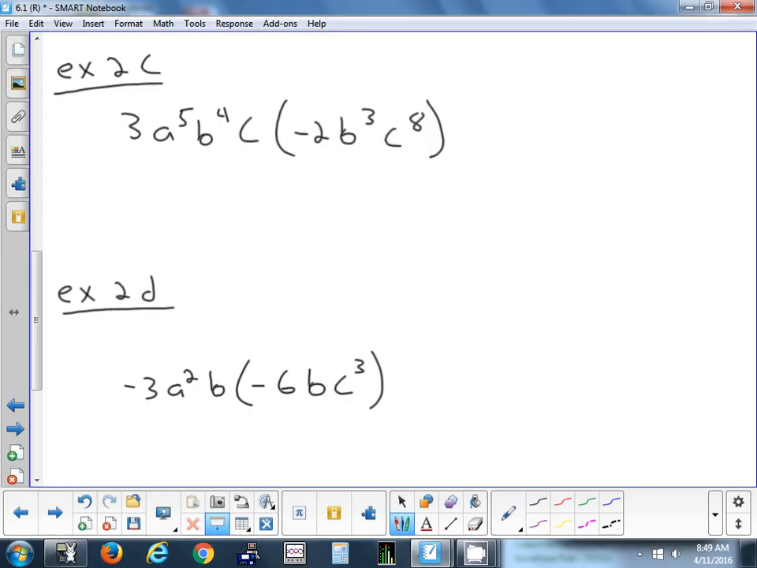So what I do when I do these is I separate the numbers from the bases and the variables. I separate it with a line. I make sure I draw my line long enough so I know that it's not a 1. So that's separated. The a to the 5th is separate, the b to the 4th is separate, and the c is separate. Inside the parentheses, the -2 is separate, the b to the 3rd is separate, and the c to the 8th is separate. All right?